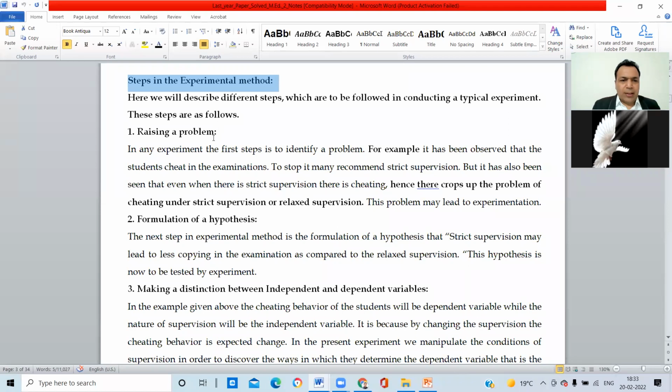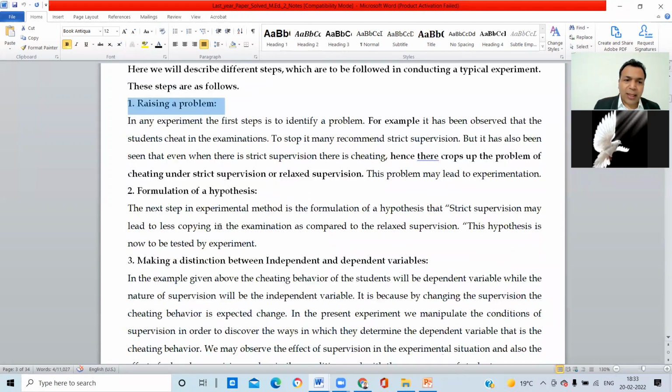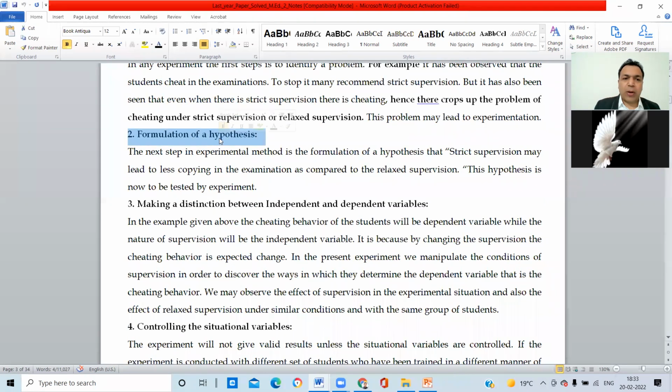And first is raising a problem. We have to choose a problem. What is a problem? Then we have to make a formulation of a hypothesis. What is a hypothesis? In research, a hypothesis is a tentative solution, right? But we make that, whether it would be done, what would be the effect of that.